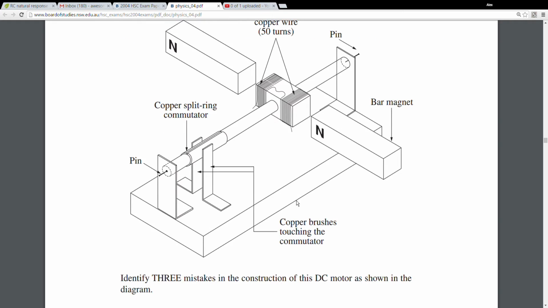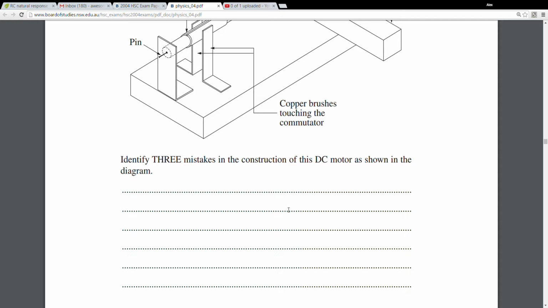And remember, if you write something wrong in the HSC, as long as you don't contradict yourself, you should be okay. If you write something wrong, HSC markers will ignore it. But if you contradict yourself, then that's where you can't gain any marks.